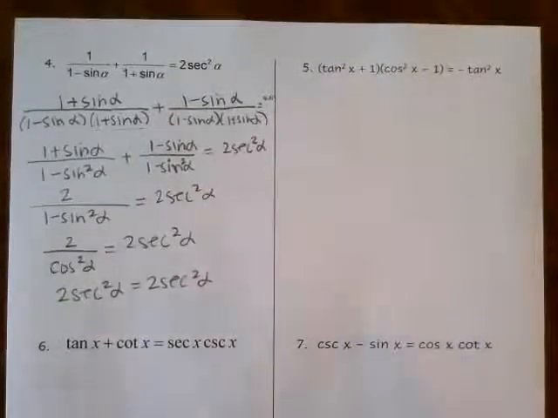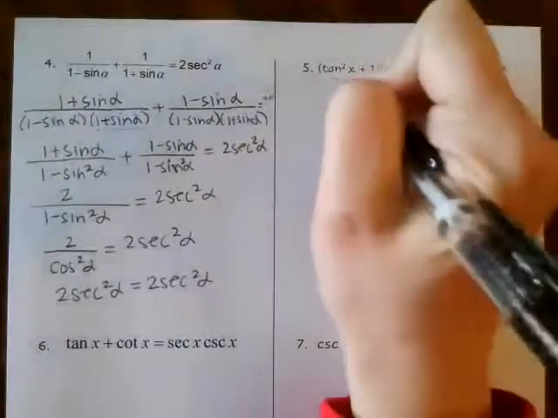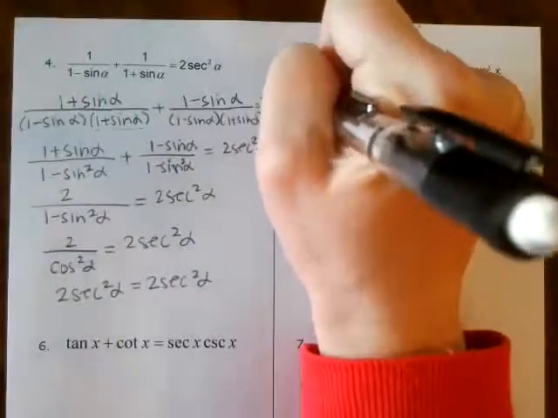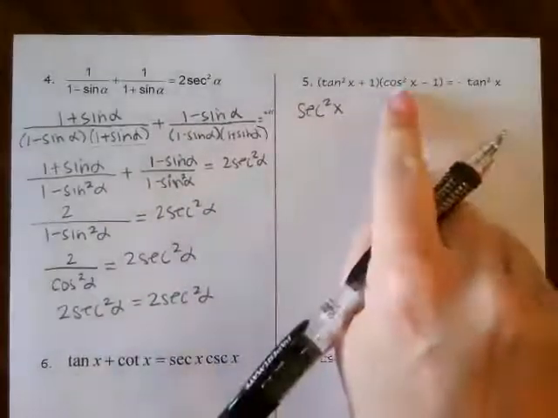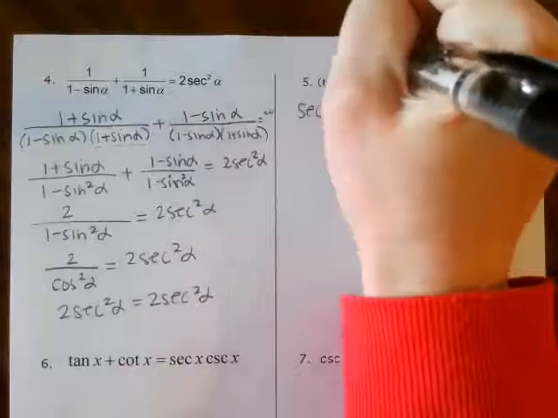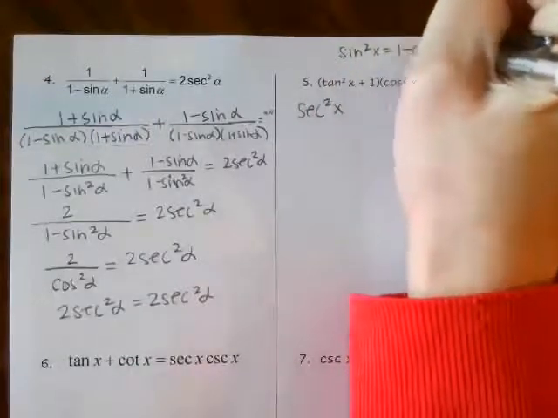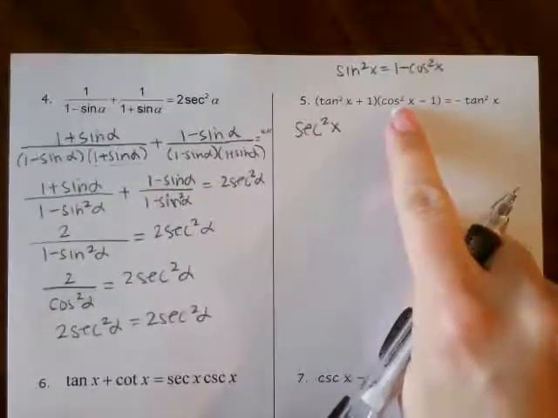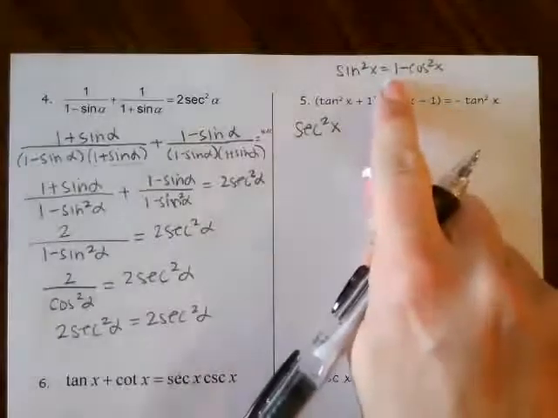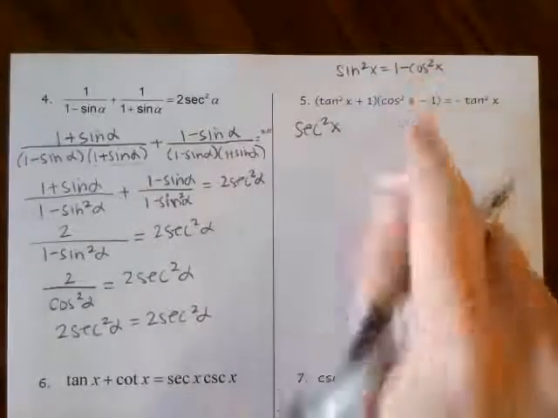All right, for number 5, it's got tangent squared of x plus 1 times the cosine squared of x minus 1 is equal to negative tangent squared of x. So we want to go ahead and prove that both of those sides are the same. And so in order to do that, tangent squared of x plus 1, I should recognize as secant squared of x. And then this one's kind of tricky because we know that sine squared of x is equal to 1 minus the cosine squared of x. That's not quite the same as this right here because the cosine here is positive and the 1 is negative. And here the positive 1 and a negative cosine. So the signs are switched.